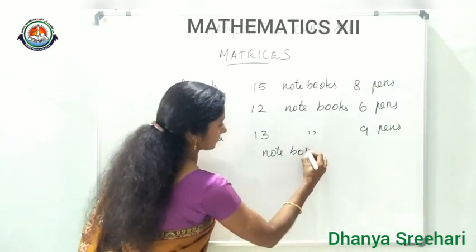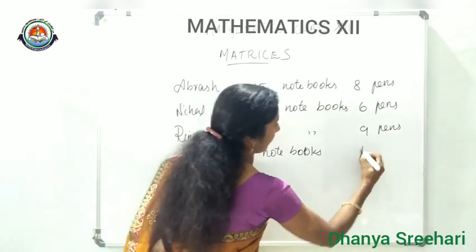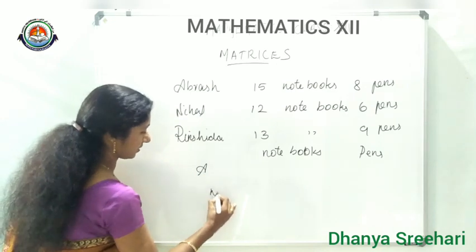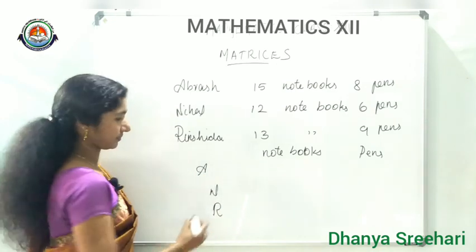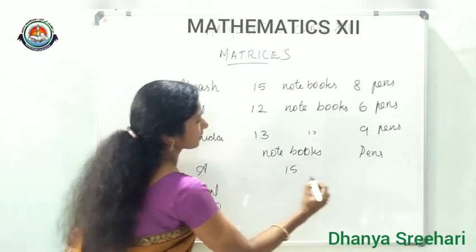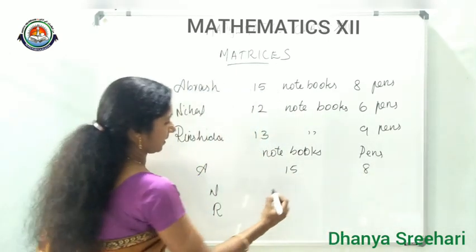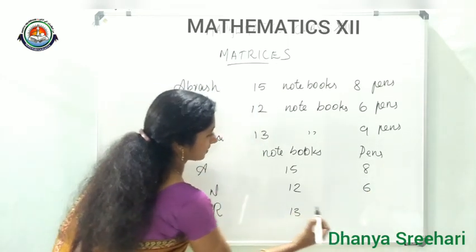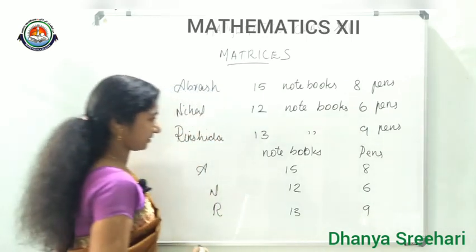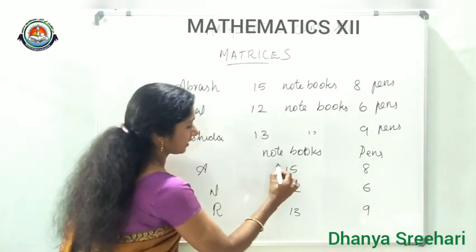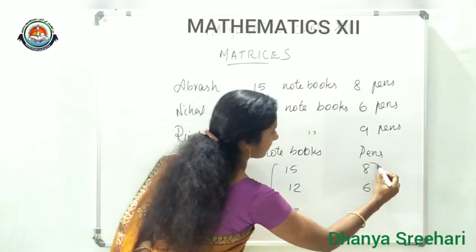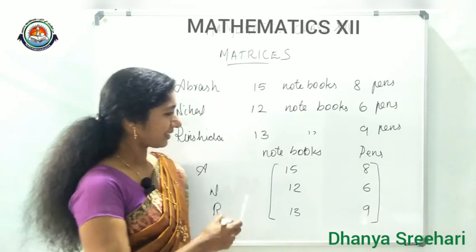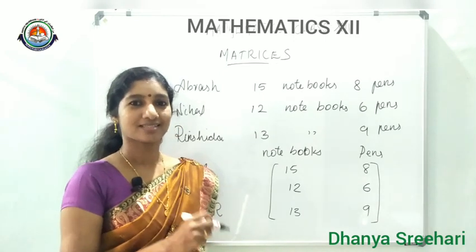Notebooks, pens. And here we write Abrash, Nihal, Rinshida. Abrash is having 15 notebooks and 8 pens. And Nihal 12 notebooks and 6 pens. And Rinshida 13 and 9. See, in a rectangular way, we arrange those numbers. Like this arrangement, we are calling it a matrix.